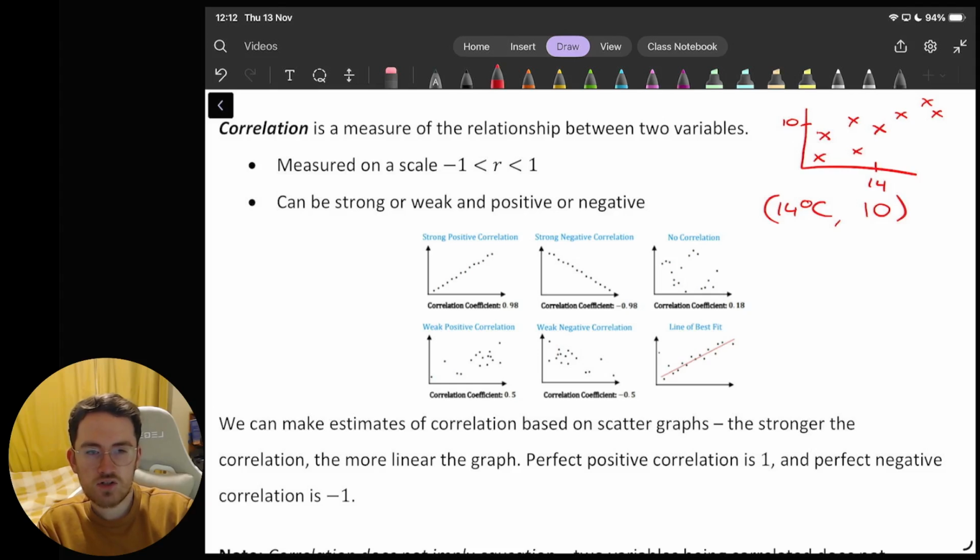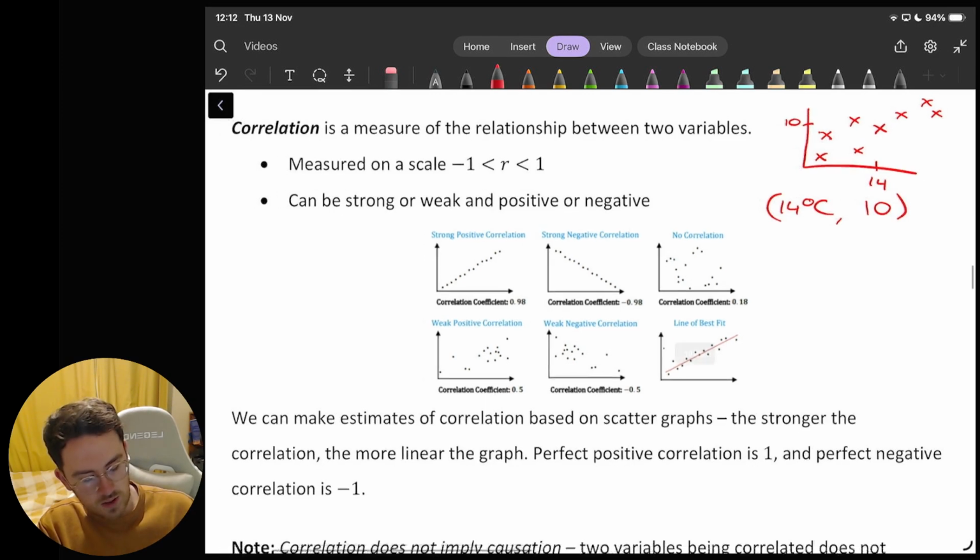One of the ways you can do that is to draw in a line like they've done there, which we would call the line of best fit, and see how close most of the points are to that line. If most of the points are fairly close to that line, that suggests a stronger correlation. And the more points you have that are further away from that line, that suggests a weaker correlation.